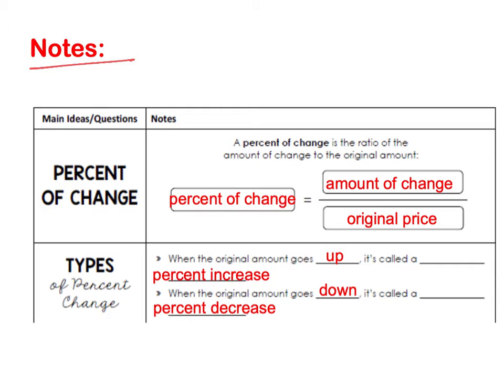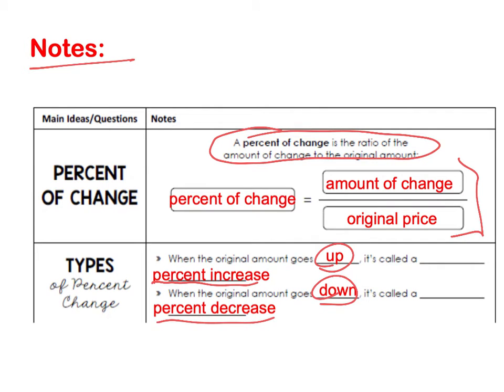Percent of change. A percent of change is the ratio of the amount of change to the original amount. So this is going to be one side of our proportion. We're going to talk about if the original amount goes up, then it's an increase. If it goes down, it's a decrease.